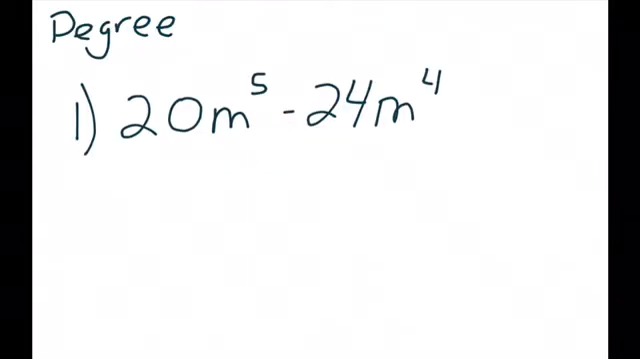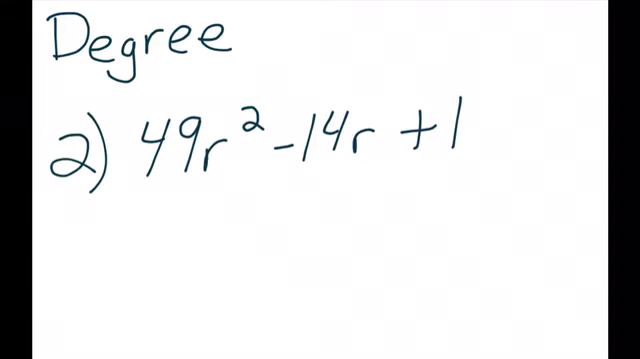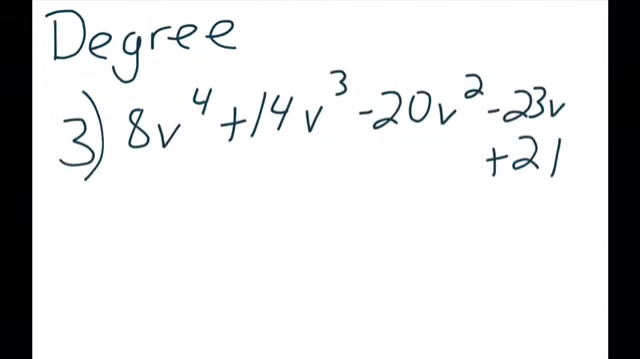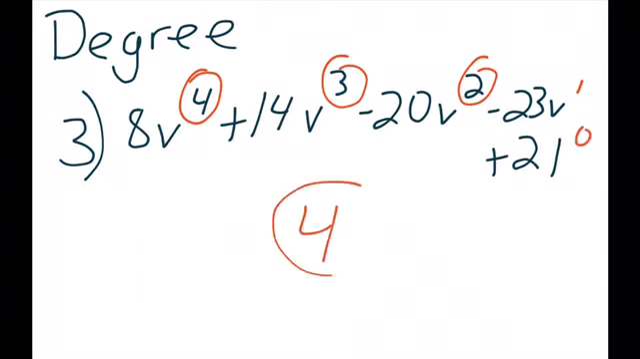Now we're just going to find the degree of each one of these. I need to look at each one of these separately, each term separately. This has a degree 5. This has a degree 4. Since 5 is the greatest, this is a degree 5. Our next one, this is a degree 2, degree 1, degree 0. So we have 2, 1, 0, so 2 is my answer for that one. And our last one, we have a 4, a 3, a 2, a 1, and a 0, so our answer is 4.